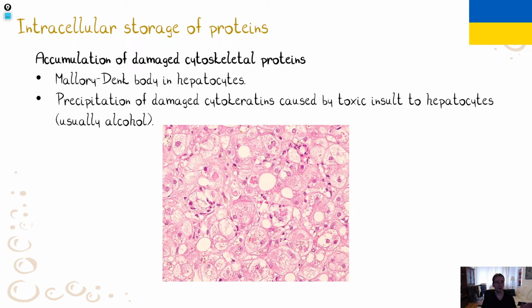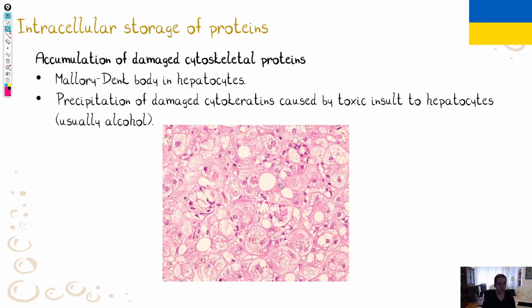Or it can be an accumulation of damaged cytoskeletal proteins. Typical example: Mallory-Denk hyalin, or Mallory-Denk body, in hepatocytes. A Mallory-Denk body is nothing else than precipitated, damaged cytokeratins from the cytoskeleton of the hepatocytes caused by toxic insult. Usually it's alcohol, so typically we can see it in alcoholic steatohepatitis.